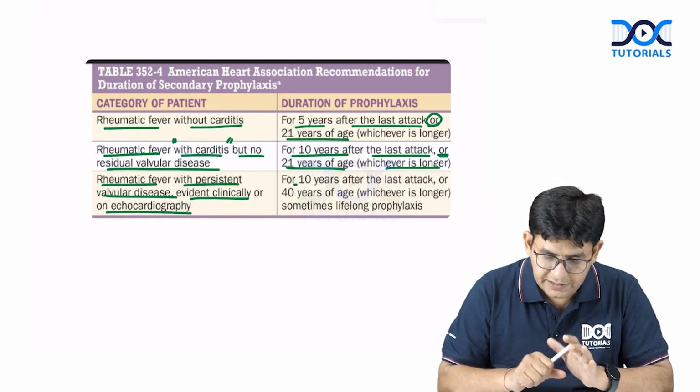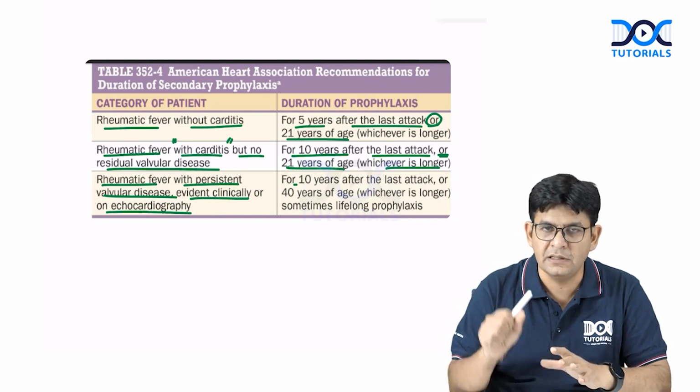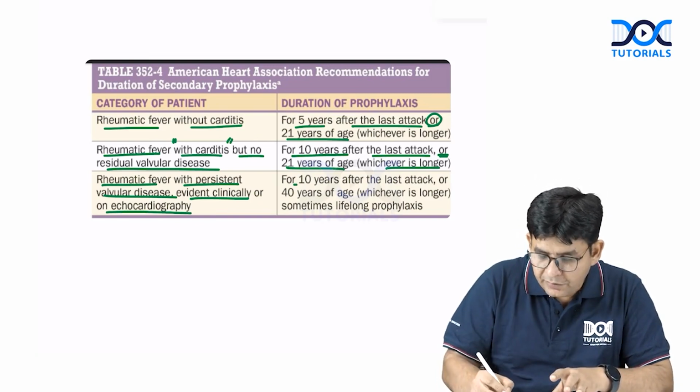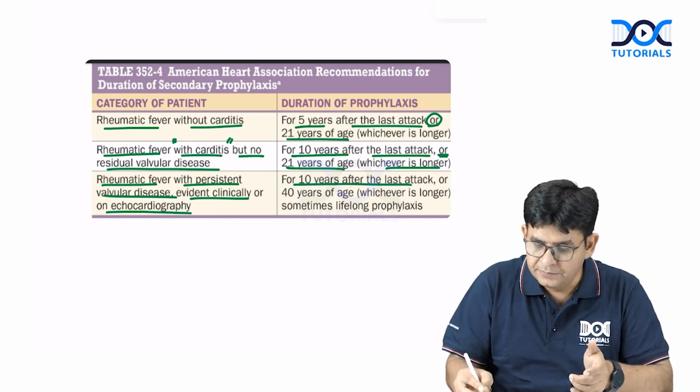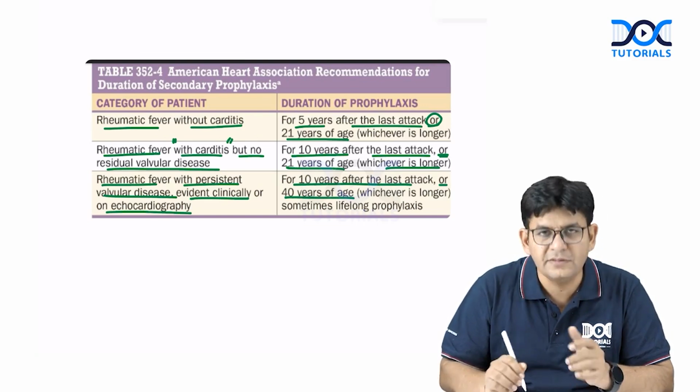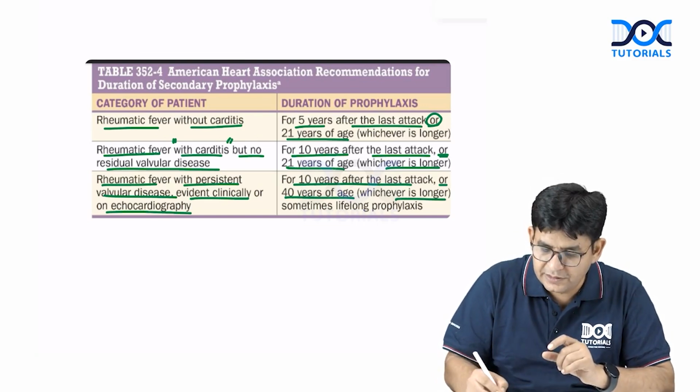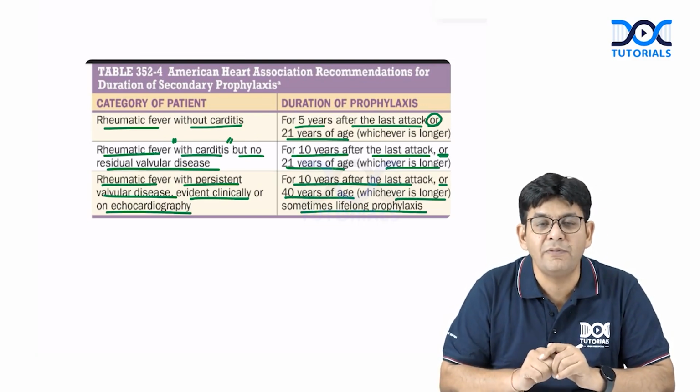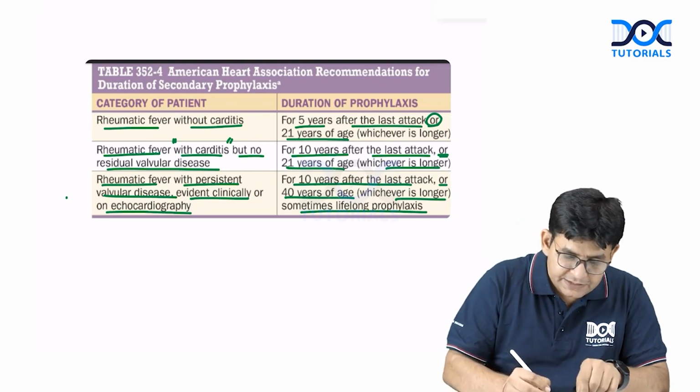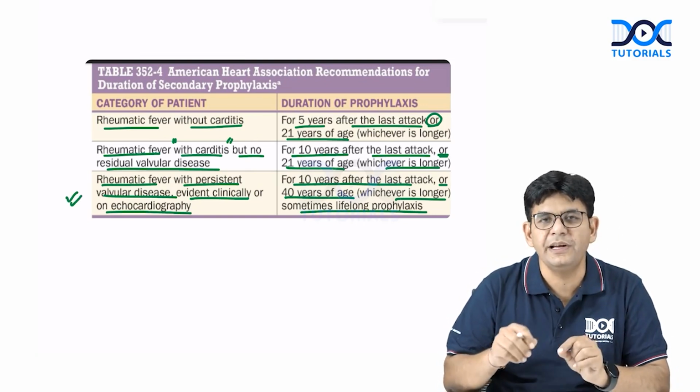In that also it's evident that there is a persistent valvular disease. For this, you need prophylaxis for 10 years after the last attack, or 40 years of age, whichever is longer. Sometimes lifelong prophylaxis is needed in this particular case, to be very precise.